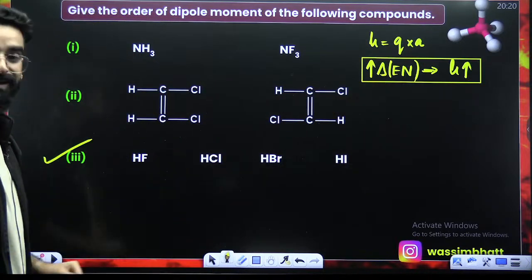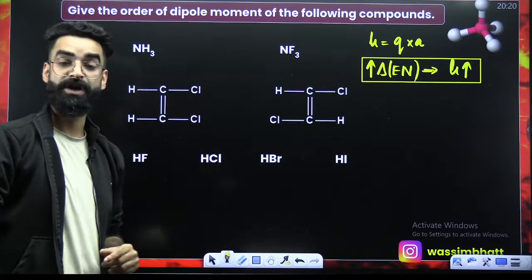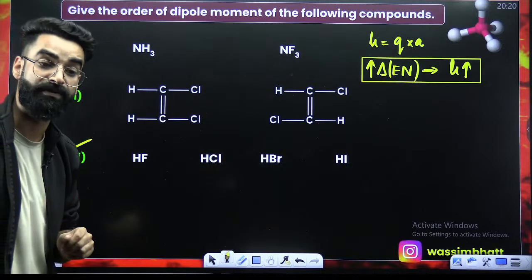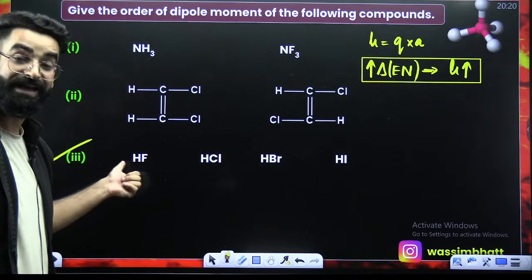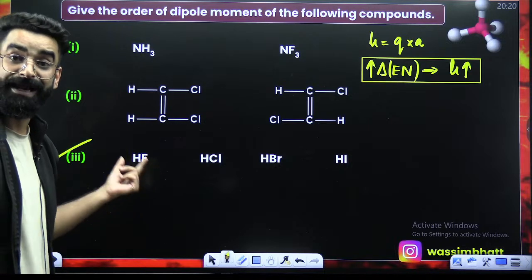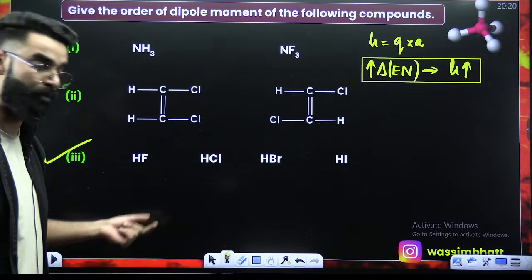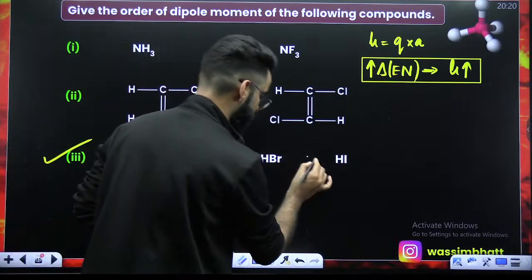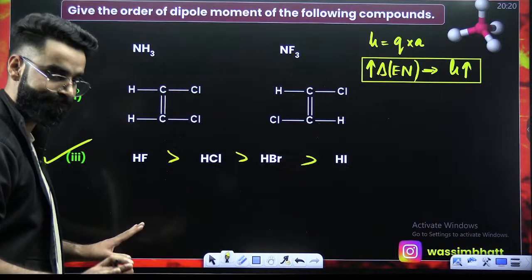So, solve the last one. HF, HCl, HBr, HI. Where is the electronegativity difference more? In this one, HF. Electronegativity difference is more here. The more the electronegativity difference, the more the dipole moment. This is the order. Done.